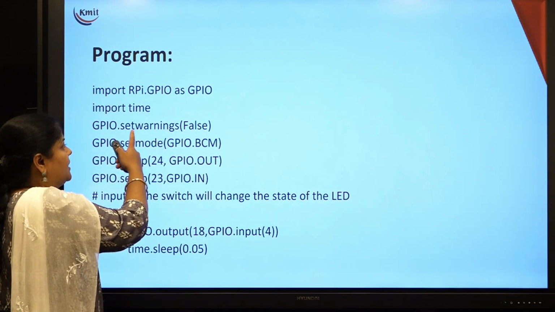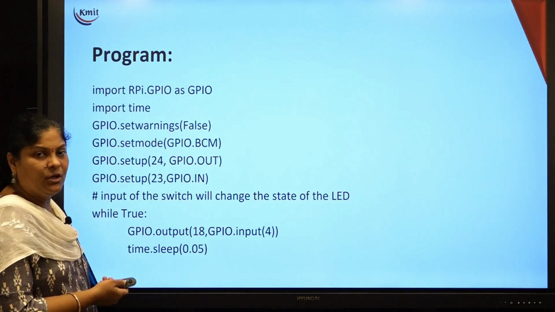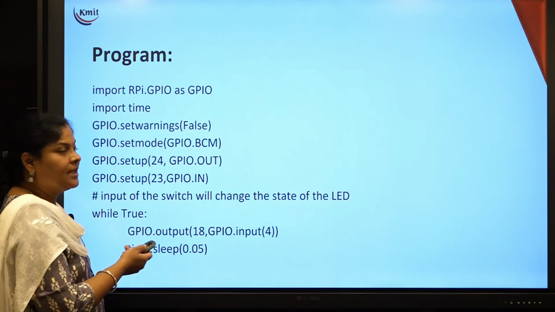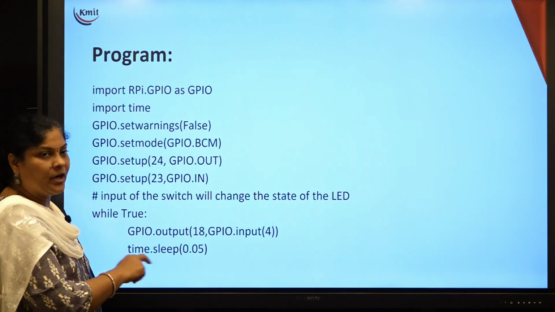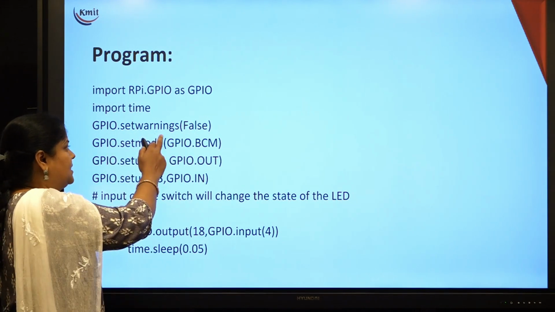Next, GPIO.setwarnings False. So, this method is optional, you can use it if you want. Whenever you are running the program, you are going to get some warnings in the output window. If you do not want to see that, you can use this method, it is optional.